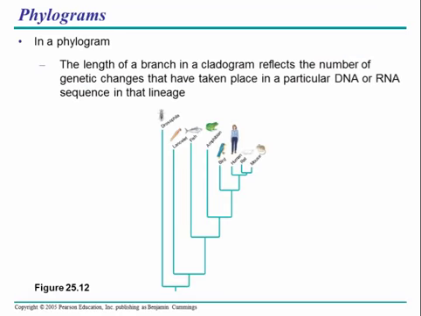All right, this is chapter 25, part 2. We left off here on phylograms. So phylograms are a specific type of cladogram that looks at changes in DNA or RNA sequences.